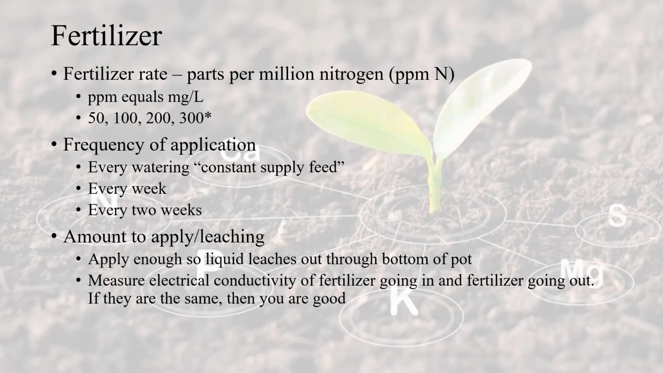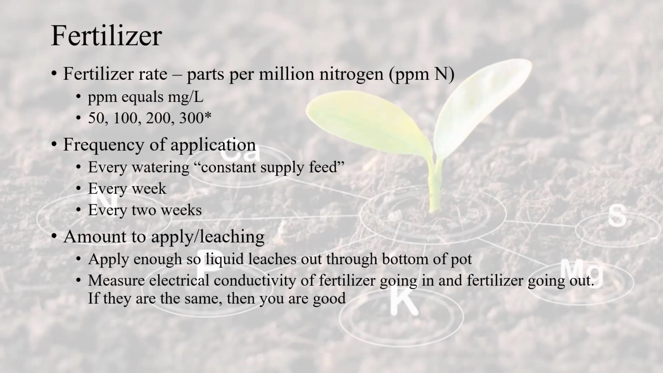But if you were going to do a constant watering, or a constant supply feed, you would use a lower fertilizer rate, 100, 120, maybe even 200. If you're going to do every 2 weeks, you're going to use something higher, like 300 parts per million nitrogen. And I'll show you in a second how to calculate this if you were trying to make your fertilizer, right?